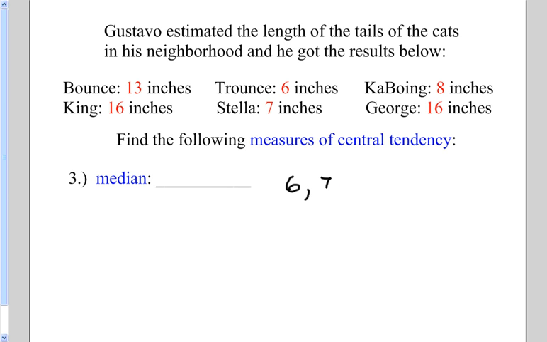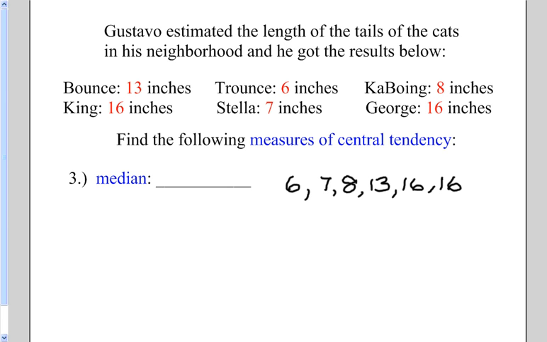Stella is 7 inches. Kaboing at 8 inches, kind of a fun name. The 13-inch tails are Bounce, King, and George, each bigger cats with a 16-inch tail.